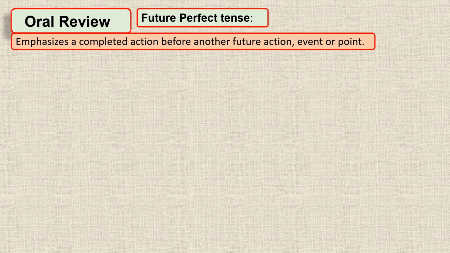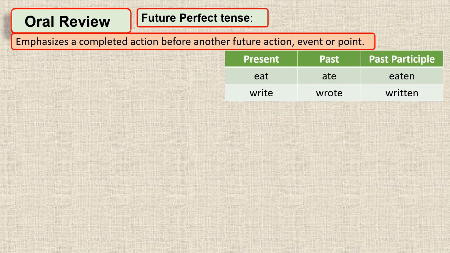Oral review, future perfect tense. It emphasizes a completed action before another future action or event or point. There's our table again with our three columns: present, past, and past participle. Eat, ate, eaten; write, wrote, written.